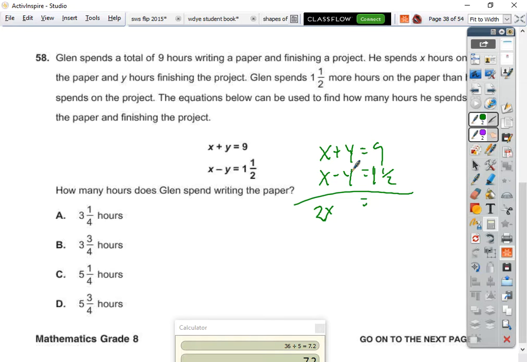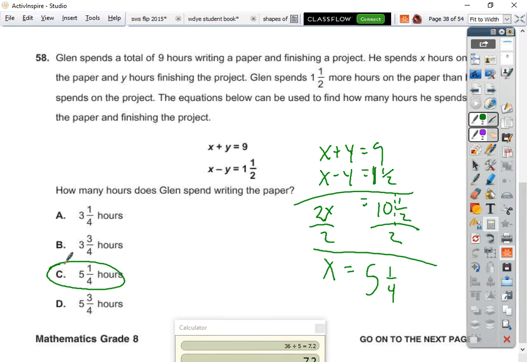5 plus -5 is 0. x minus x is 0. y minus y is 0. I think we've gotten the idea. So 9 plus 1 and 1/2 is 10 and 1/2. So let's divide by 2, divide by 2. And so I get x equals, hold on a second, hold your horses there. So half of 10 is 5, half of 1/2 is 1/4.